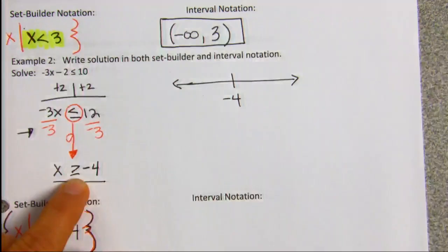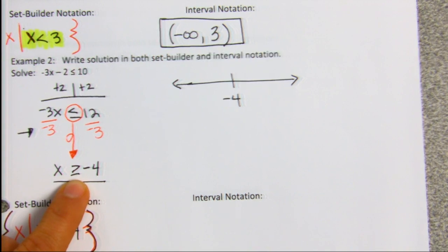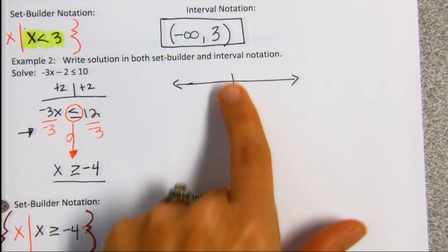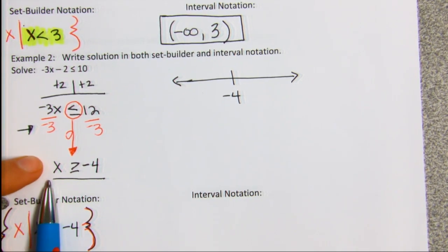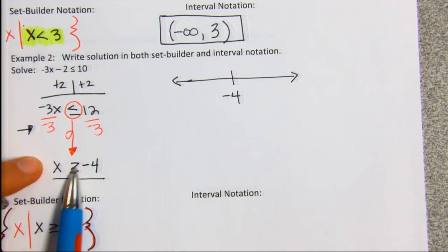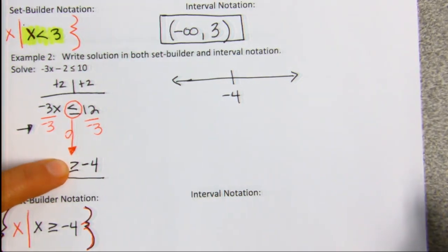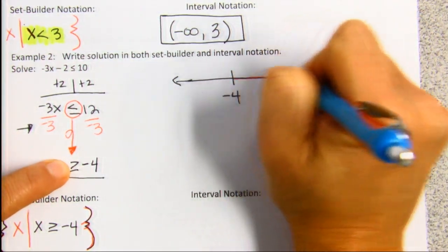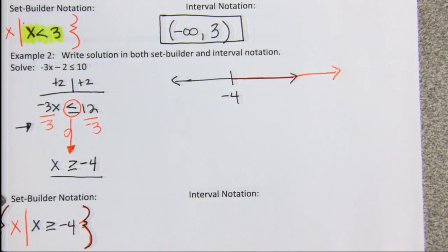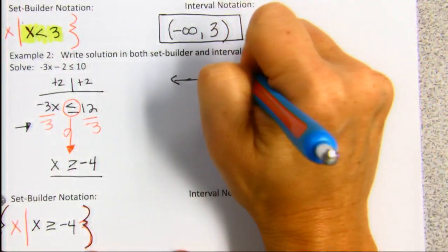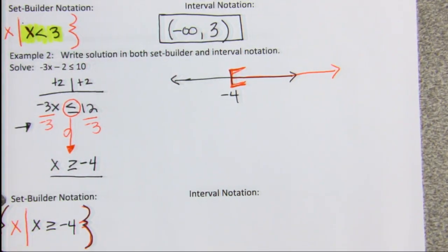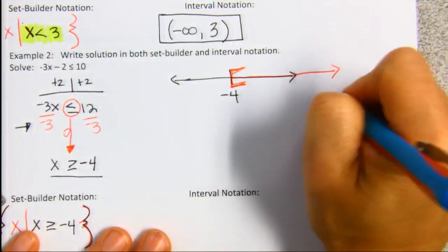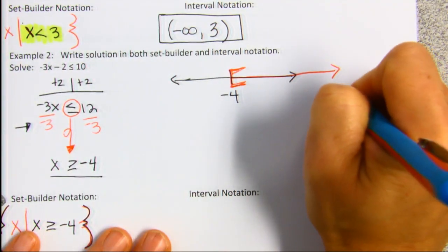And am I pointing to the right or to the left if it's greater than negative 4? To the right. If you're reading left to right and you have your variable on the left, this tells you the direction of your line. It's pointing to the right, just a memory device that helps. I'm doing a hard bracket because of the "or equal to," and it's going on to positive infinity.